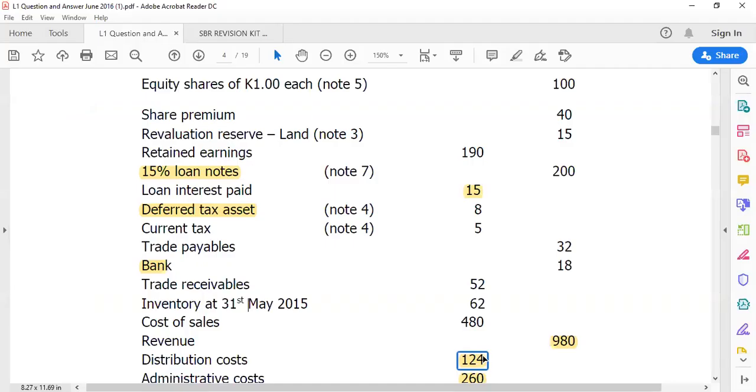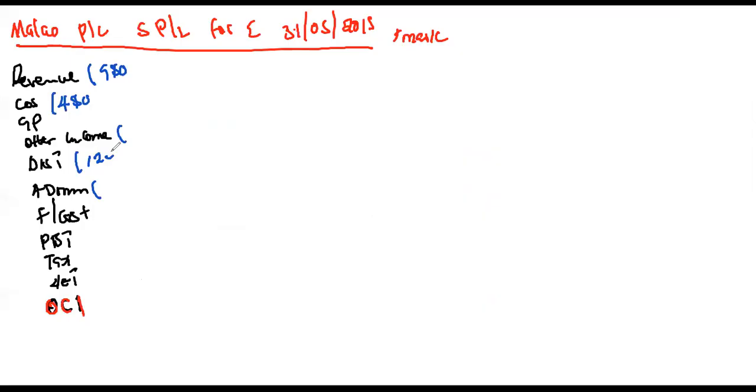Admin, we've got 124, distribution, we've got 124, admin, we've got 260. So what do we do? Say 260 plus 124. 124 and 260, we post them the way they are. So we go to admin, 124 on distribution, and 260 on admin. These are free marks, we post them.